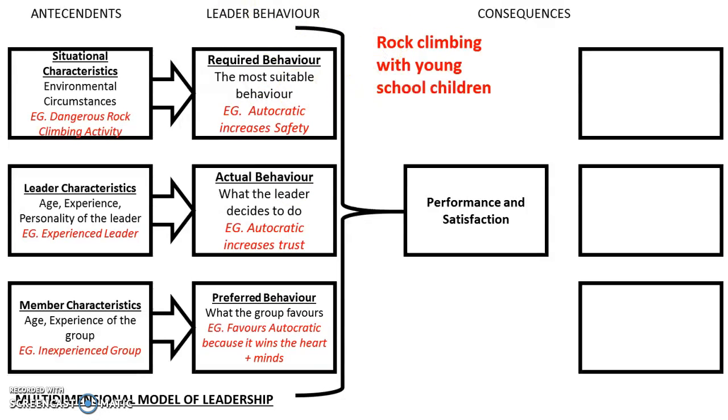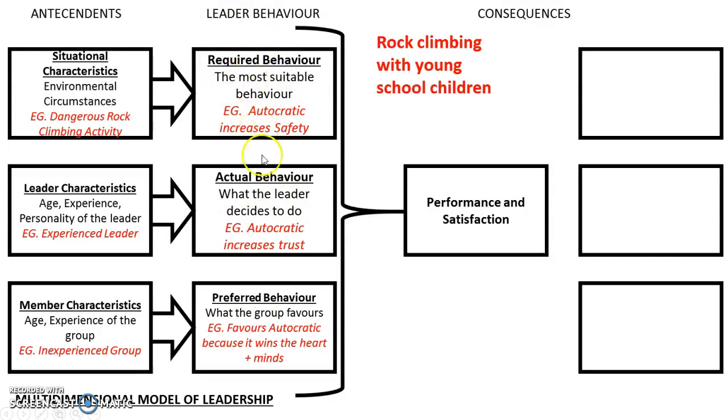Now, unfortunately, or not unfortunately, that isn't where the model finishes, because what it's saying then, if we've done this and that influences that, leader characteristics influence actual behaviour. Member characteristics influence preferred behaviour. Okay, so what the group favours. Now, what we now need to do then is say these leader behaviours.